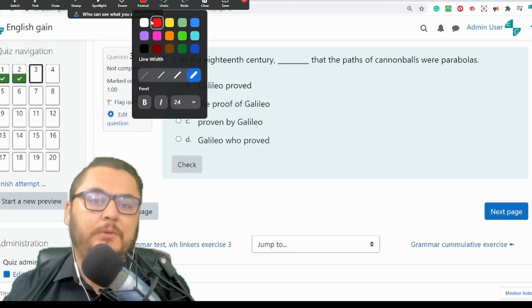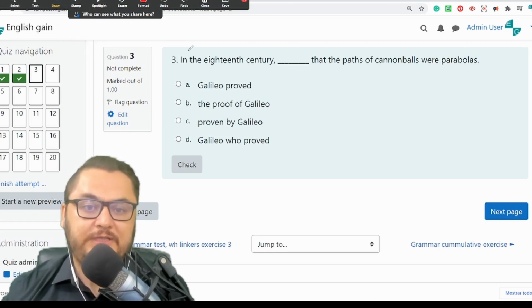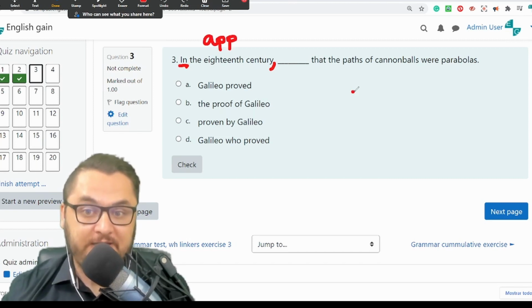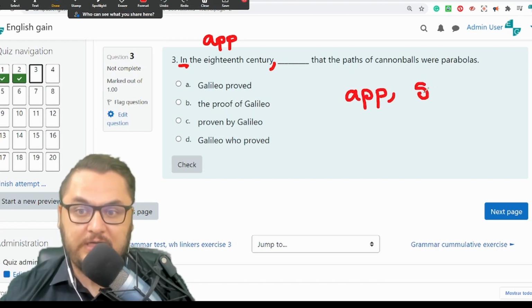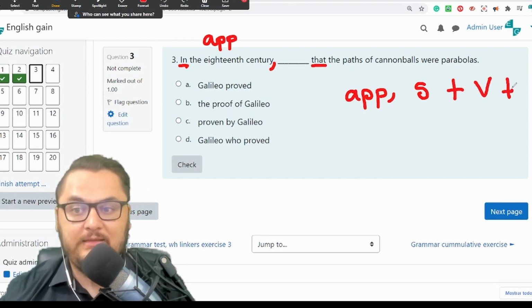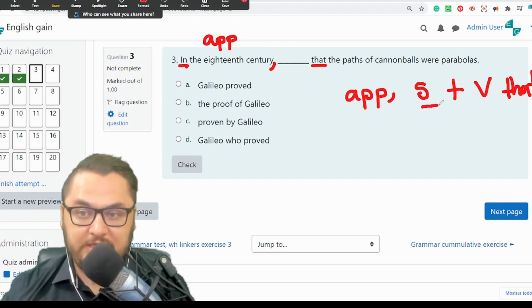Okay. So, in this exercise, I hope you can understand that there is a comma and a preposition. If you have a sentence starting this way, it's an indicator of an appositive. From previous lessons, you might remember that if I have this strategy, then I'm going to need a subject and a verb. And of course, I have a linker, that, and I have another subject and another verb. So I'm going to focus here.